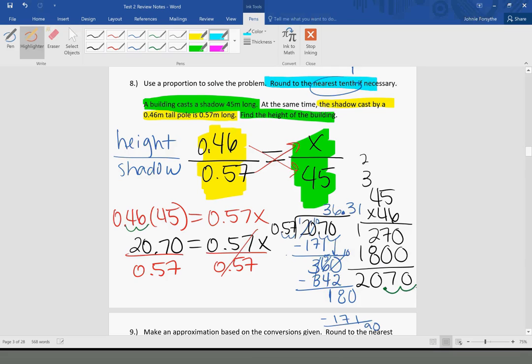So we're rounding to the nearest tenth. If we look here, we're going to round this place here. We look to the right, it's a 1. So we're going to keep this at 36.3. That's going to be our answer, 36.3. Okay? So just be very careful when you do your division and multiplication with decimals. Just be really careful with that.